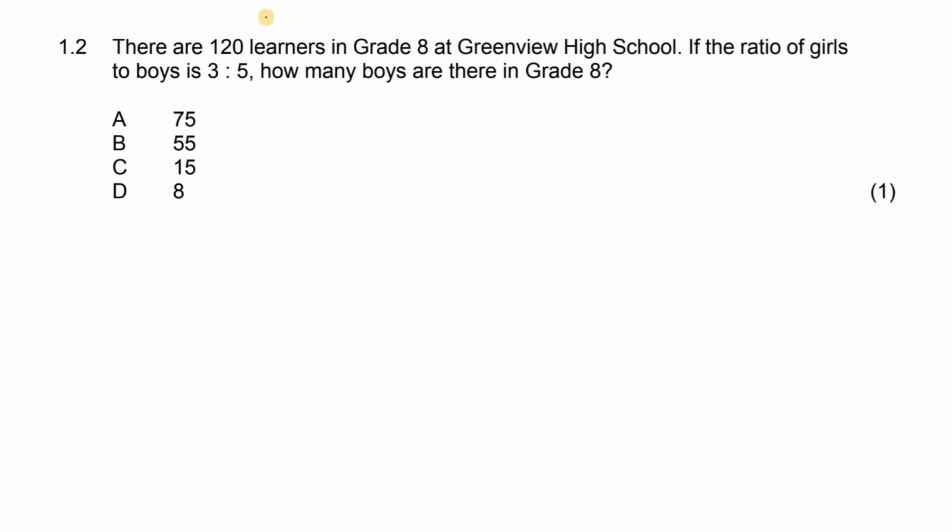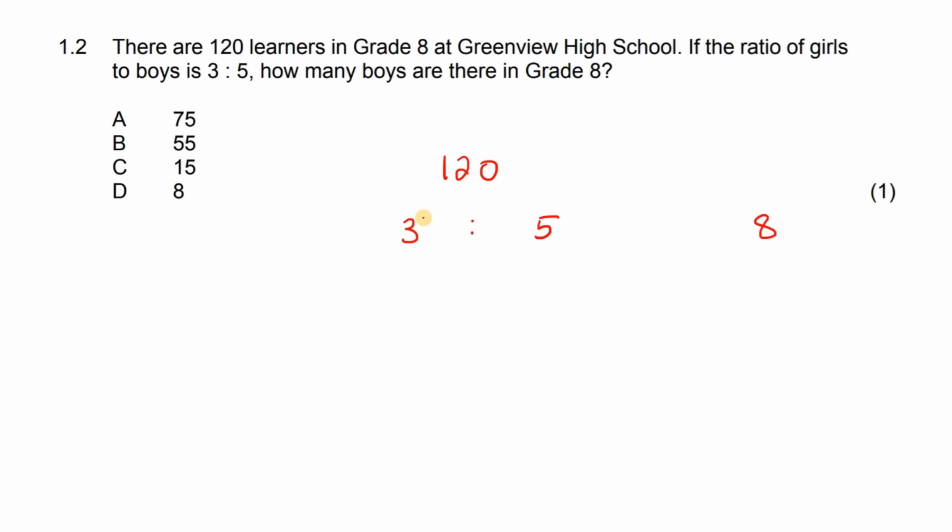There are 120 learners in grade 8 at a certain high school. If the ratio of boys to girls is that, how many boys are there? Okay, so we've learned about this before, right? How to take a big number and divide it up into a ratio. So the big number is 120. The ratios are 3 to 5. So all that you do is you add these two numbers together. So that'll give you 8.